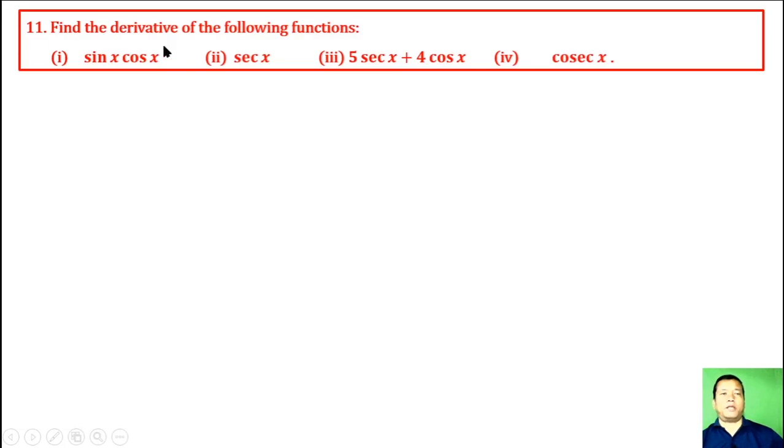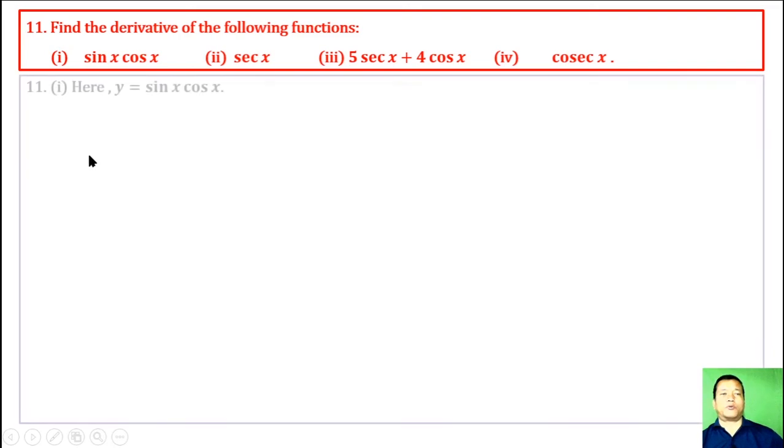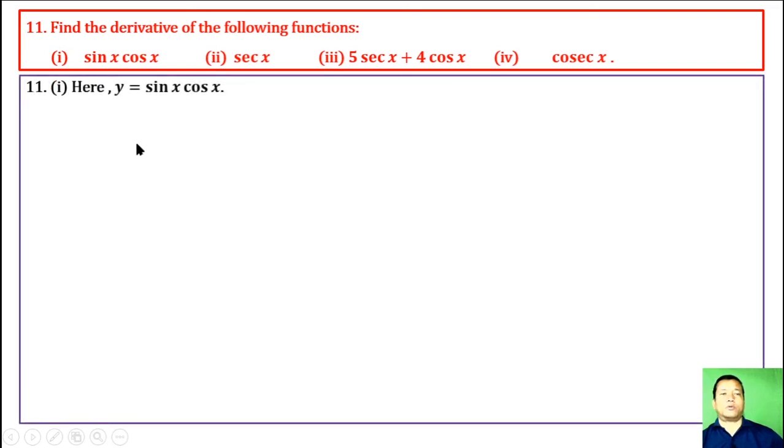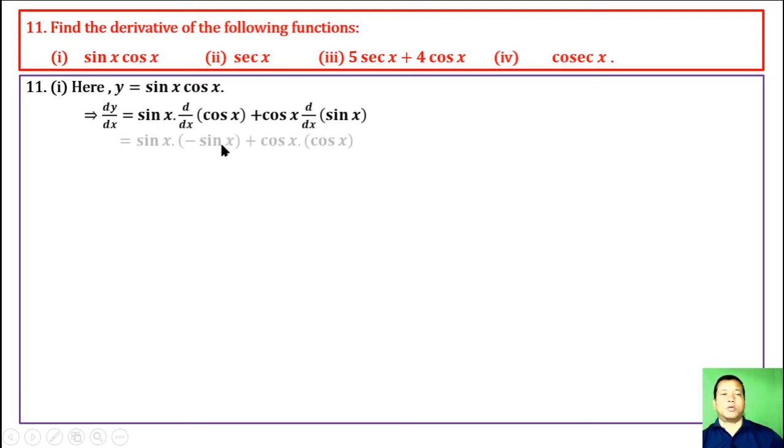Number 11. Find the derivative of the following functions. Let y equal to sin x cos x. dy by dx, by the product rule, sin x remains unchanged into d by dx of cos x plus cos x remains unchanged into d by dx of sin x. Derivative of cos x is minus sin x, and of sin x is cos x. Therefore cos square x minus sin square x, which is cos 2x.